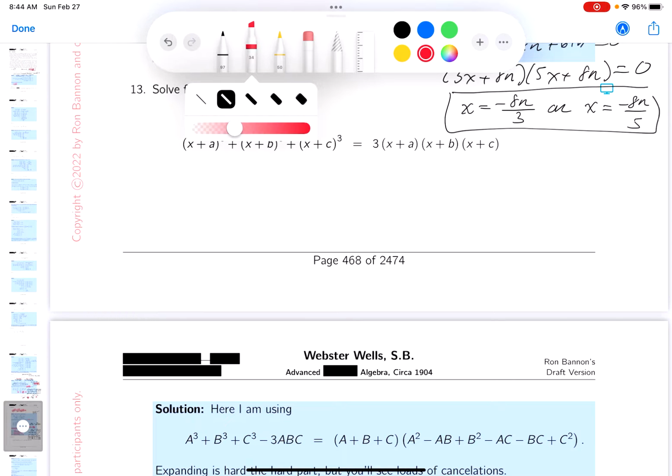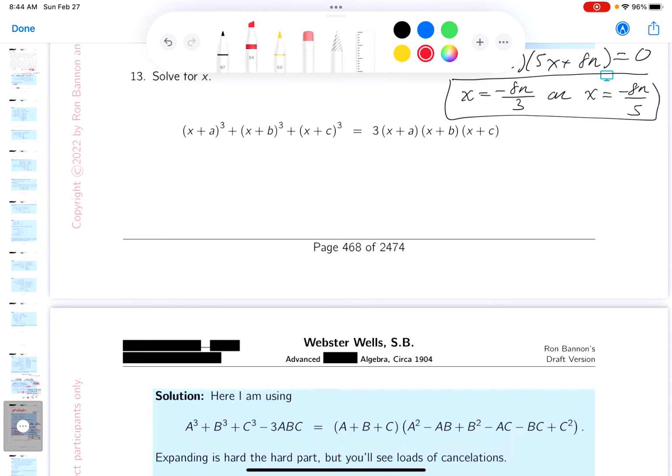Okay, for number 13, I want to recommend it's nice to know patterns. And looking at it, this does look like a pattern problem. The pattern you should probably know about is the factorization of A cubed plus B cubed plus C cubed, these are uppercase letters, minus 3ABC equals A plus B plus C times yada, yada, yada.